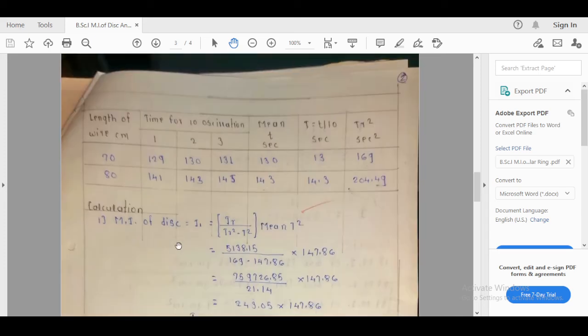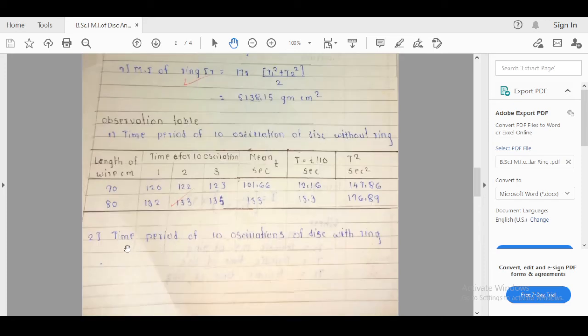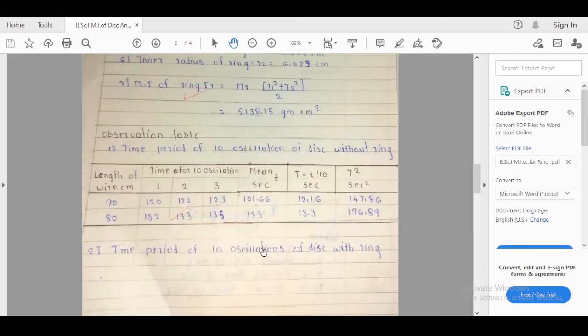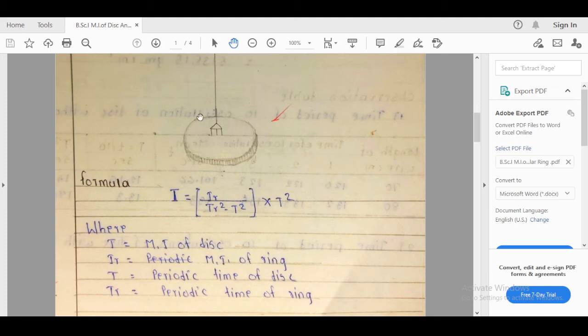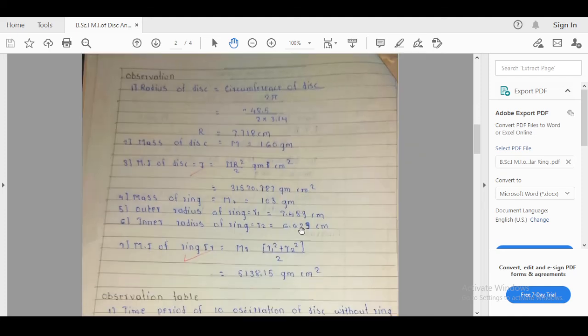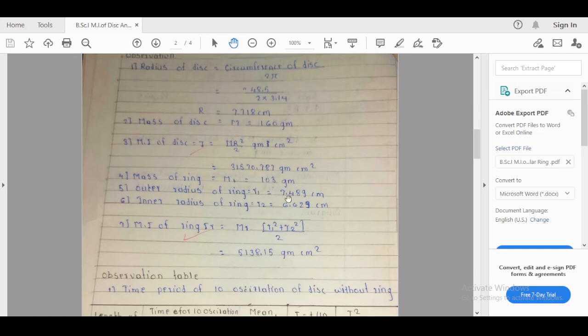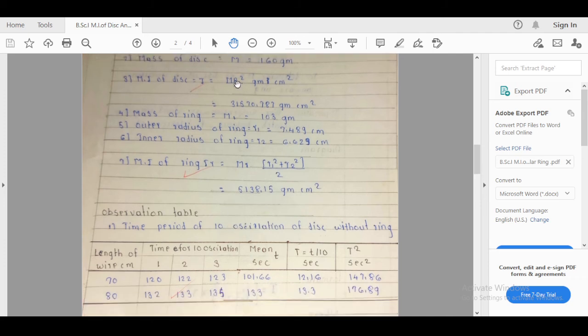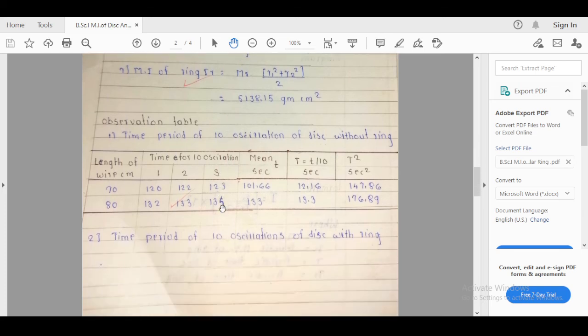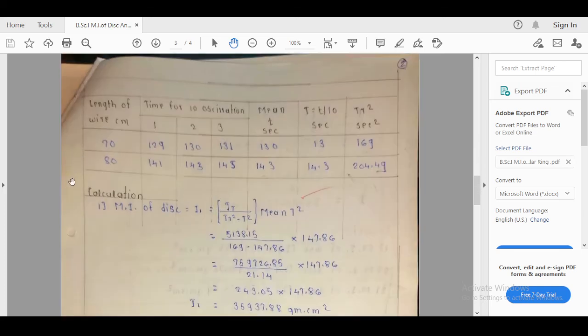Now the second observation table, that is the time period of 10 oscillations of the disc with ring. In this experimental arrangement we have to add on this disc that hollow ring, and that hollow ring is of a particular mass, equal to 103 gram, and having these values of R1 and R2, as we are already calculating here the theoretical moment of inertia of this hollow ring also. Now we proceed further for the second observation table. The same lengths we have to measure.